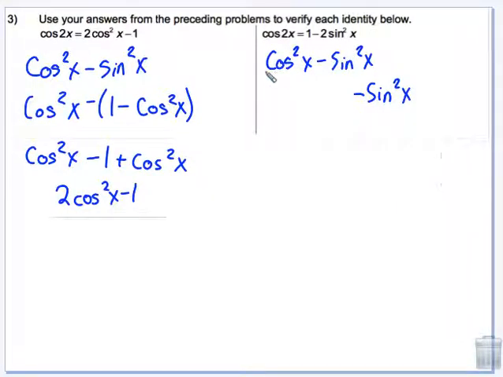And then the third one, same type of thing. Start with the cosine squared x minus sine squared x. And this time we want to keep sine squared x, but we want to get rid of cosine squared x. I'm going to let you look at your green chart, see what you can replace cosine squared x with, combine like terms, and see how you get to 1 minus 2 times sine squared x. Okay?